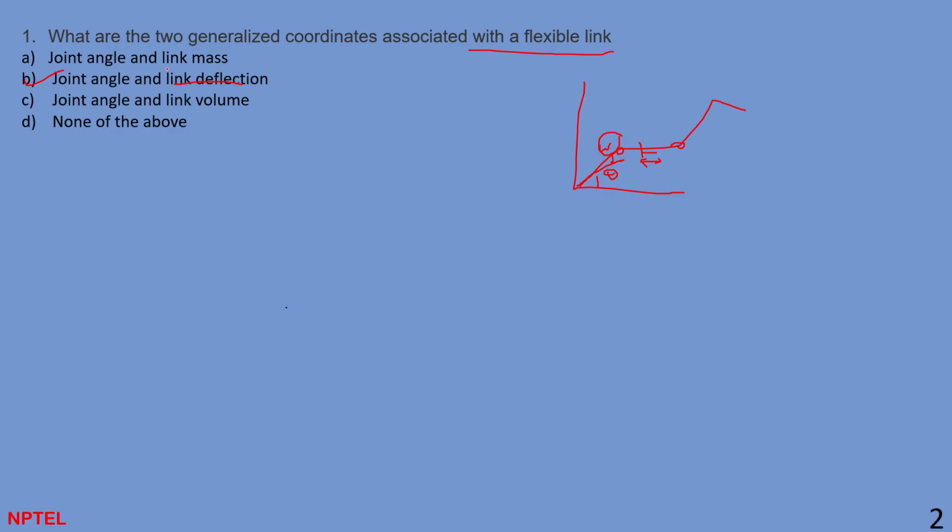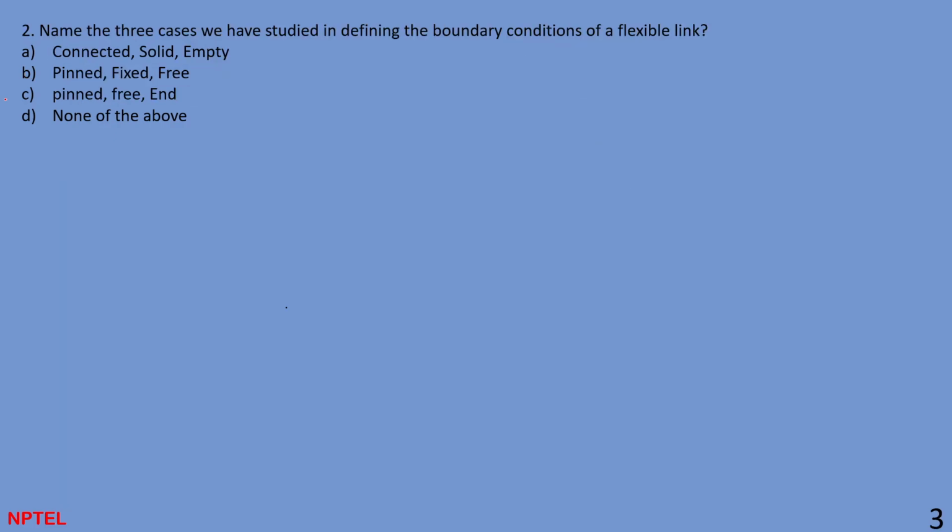Not link mass. Link mass is always constant, so it cannot be a generalized coordinate, right? A generalized coordinate is something which changes with time, or which changes from joint to joint, whereas mass remains constant for the respective link. Joint angle and link volume, no, not at all. So the answer here is B. It's a straightforward question. Going to the second question.